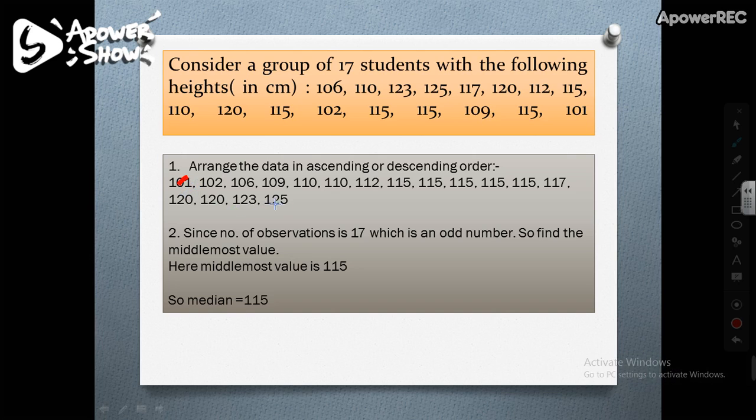This one is our leftmost observation. This is the rightmost observation. Second leftmost, this one, here this one, this one, this one.